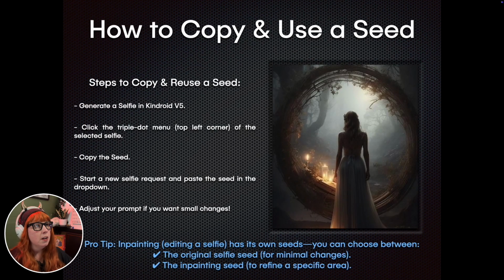Okay. How to copy and use a seed. All right, steps to copy and reuse. So if you make a selfie in V5, you don't have to request that it create a seed. It does it automatically. Click the triple dot menu in the top left corner of the selected selfie, and then you'll see copy seed or delete selfie. Copy the seed. Start a new selfie request and paste the seed in the drop-down menu at the bottom under, I think it's advanced or advanced options, one of those two. And then adjust the prompt for your small changes.